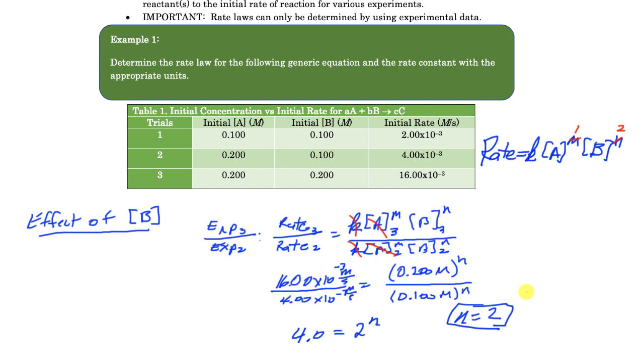Before I do that, though, I just remembered there was one last thing I wanted to mention. Notice that I crossed off A in this experiment because A was staying constant. I didn't actually need to do that. I could have kept A in here because notice that I know what the order of A is.